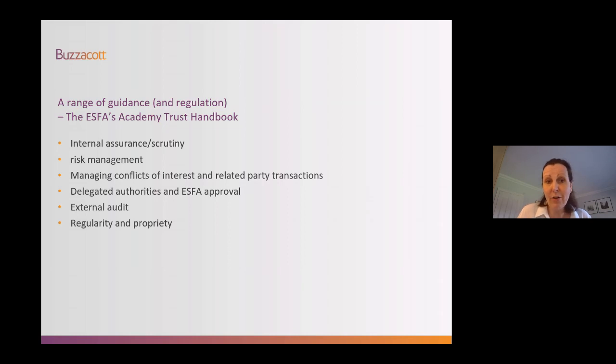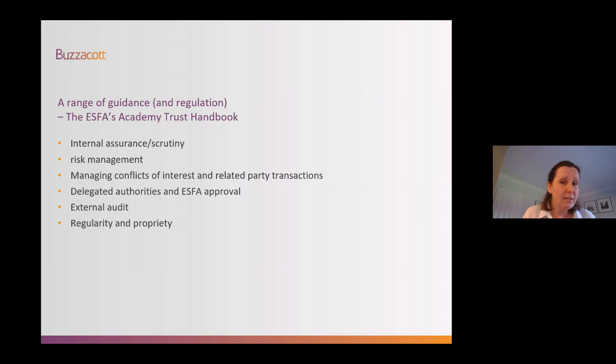The ESFA are really hot on managing conflicts of interest and related party transactions. It's a really key area for them, so there are strict rules within the handbook on which transactions should be reported to the ESFA and those that need to be approved in advance as well, in terms of related party transactions. So quite a lengthy section there in terms of some really quite stringent requirements.